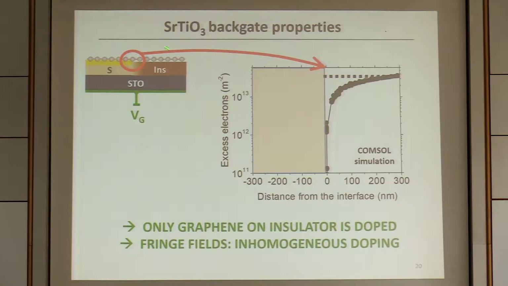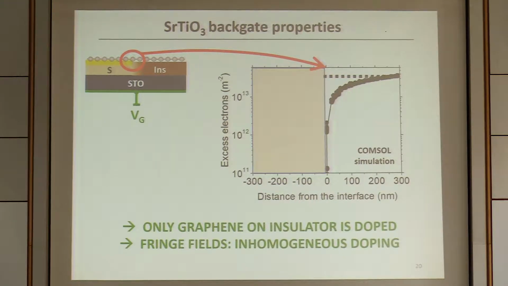Also, you can expect some weird things to happen. This is one of the pains of this backgate thing. You can expect something to happen at this interface because of fringe field. So the electric field is screened here, but then here, so you have this step. And if you do some calculations, you can see that you have some divergence of the electric field here. So you expect that over some tens of nanometers, the gating will be different here than far from the interface.